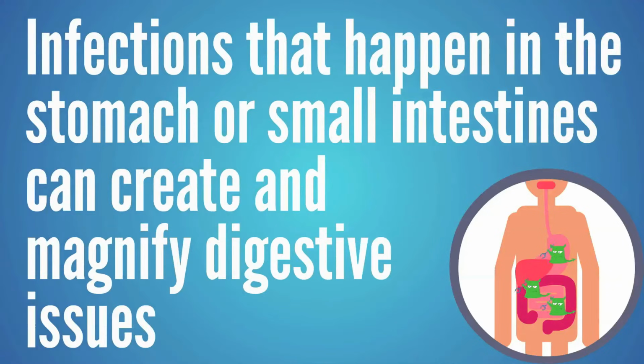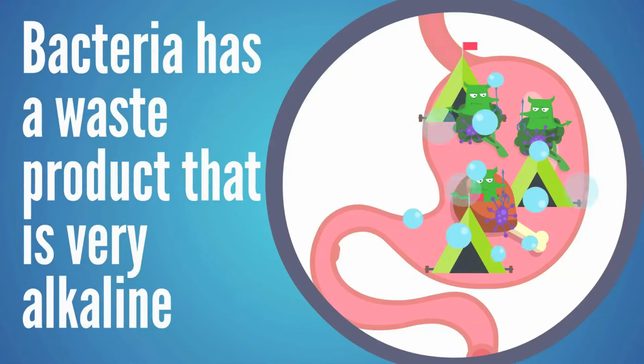Well, here's a problem. A lot of times people will have an infection and they don't really know it because they're not really sick. Infections can show up in a wide variety of ways. And especially if that infection is in the form of some type of overgrowth of bacteria, yeast, fungus, any of that stuff that can happen in the stomach or the small intestine, then that's going to create and magnify all of those digestive issues. One thing to look at is that a lot of these bacterial overgrowths that can occur in the stomach or small intestine, they have a waste product that's very alkaline.